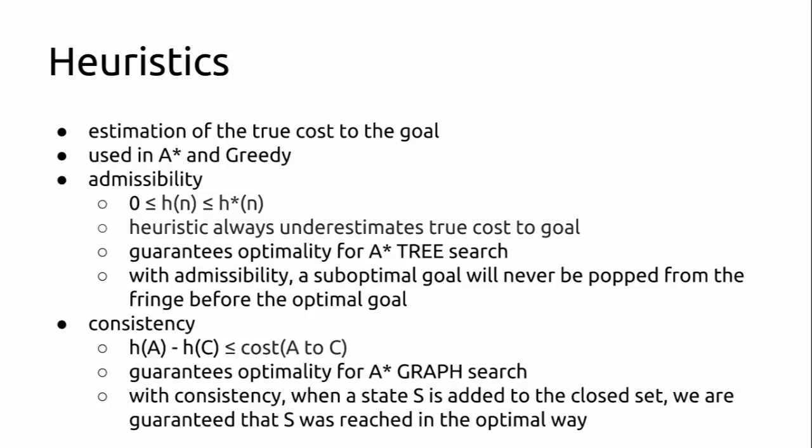The next thing that we're interested in is consistency. So again, the definition is listed below. But basically, what it says is that the difference in heuristic cost between two adjacent vertexes or adjacent states must be lower than the cost of the arc between those two states. So the heuristic drop between two states must be consistent with the cost to go between the two states. And this guarantees optimality for A-star graph search.